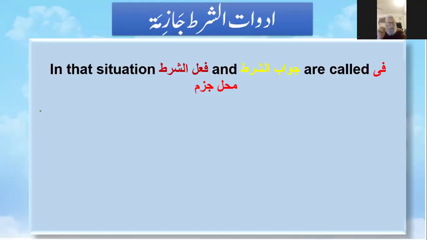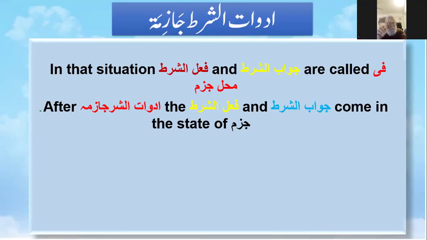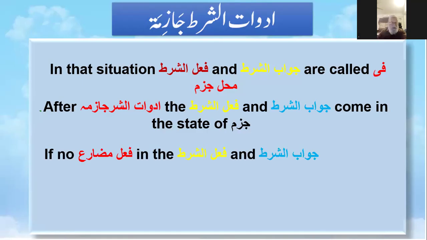So in that situation, fail shart and jawab shart are al qad fi mahalle jazm. When the jazm comes, we say they are in mahalle jazm, meaning in place of jazm. After that, shart jazma, fail shart and jawab shart come in the state of jazm. So whatever the condition and the answer of the condition are, if they are verbs, they will have jazm. Their dhamma will be removed from the singular and noon from the plural. That we have studied in QC5 in detail.